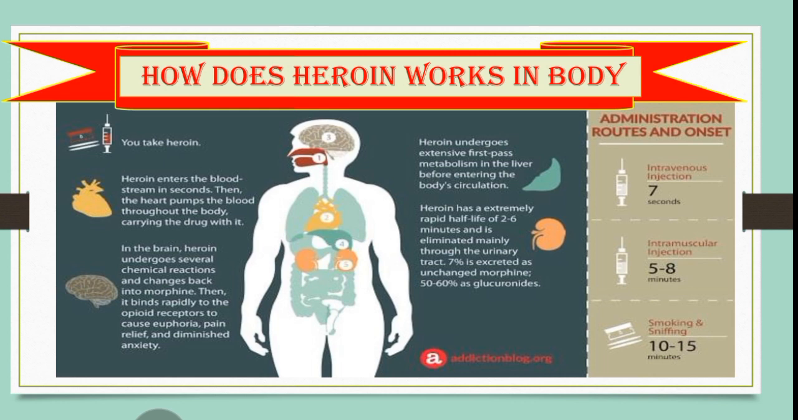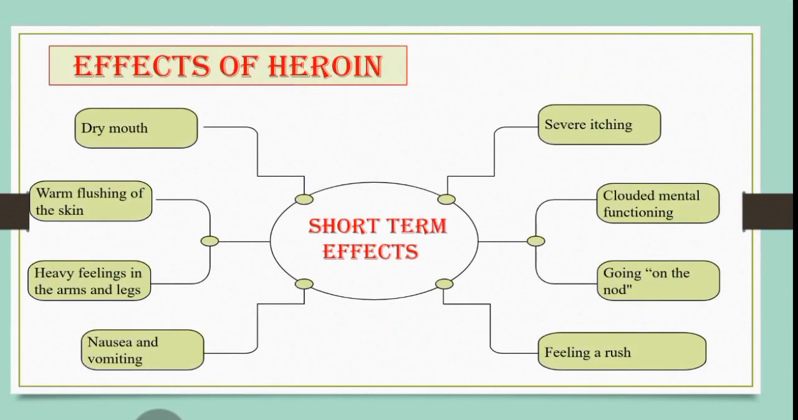You take heroin. Heroin enters the bloodstream in seconds. Then the heart pumps the blood throughout the body, carrying the drug with it. In the brain, heroin undergoes several chemical reactions and changes back into morphine. Then it binds rapidly to the opioid receptors to cause euphoria, anxiety, and pain relief. Heroin undergoes extensive first-pass metabolism in the liver before entering the body circulation. Heroin has an extremely rapid half-life, and it takes 2 to 6 minutes to circulate all over the body through our blood.